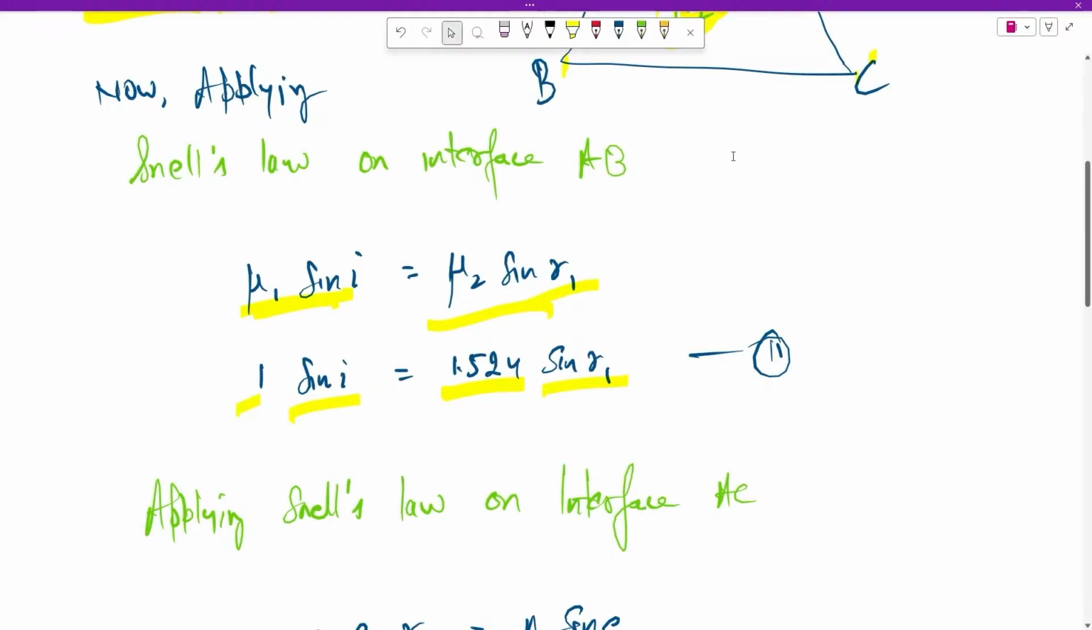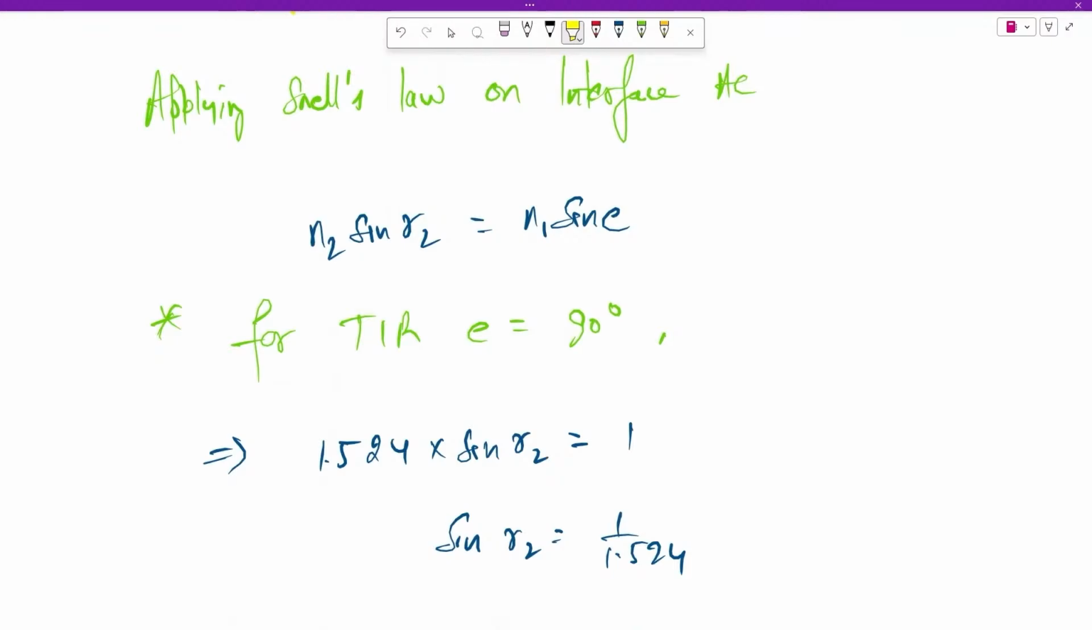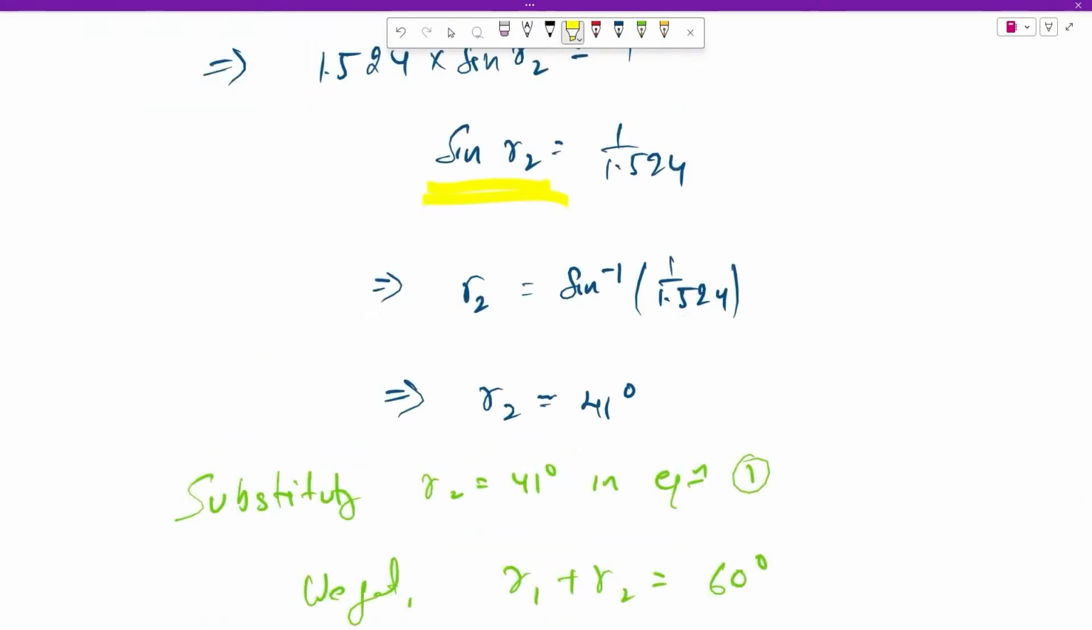Now applying Snell's law on the interface AC, that is the second face, we could see that mu2 sine R2 equals N1 sine E. N1 is the refractive index of the media surrounding the prism. Now for total internal reflection, as we discussed, E would be equal to 90 degree. So substituting the value, we will get sine R2 equals 1 by 1.524. Now R2 would be equal to sine inverse of 1 by 1.524. This will give us R2 the value of 41 degree.